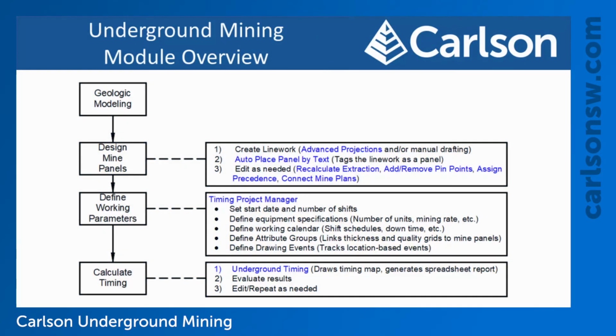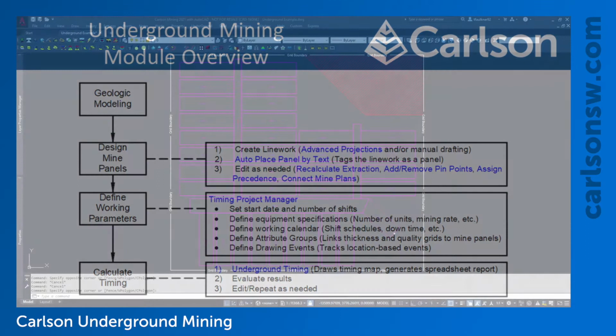In this video, I'm going to be taking the line work that was created in the last video, and I'm going to turn that into an actual panel. I'll be using the Auto Place Panel by Text command. Once I set that up, I'm going to show how we can make some edits to the panel. We can modify the extraction ratio, subdivide the panel with pinpoints, take care of precedence, and connect some line plans.